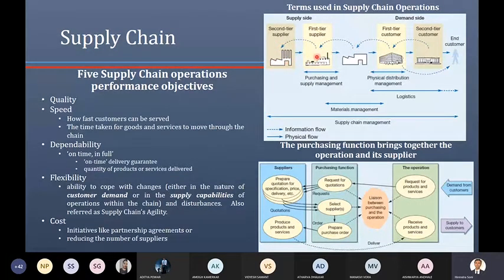तो आपका first tier supplier, second tier supplier, that is supplier. This is your supply side of the supply chain. This is your demand side, wherein it goes to the distributor, from distributor to the wholesaler, the retailer, and till the end consumer.